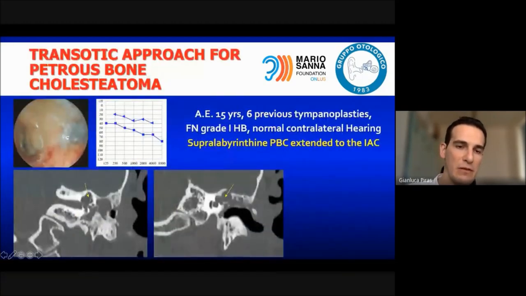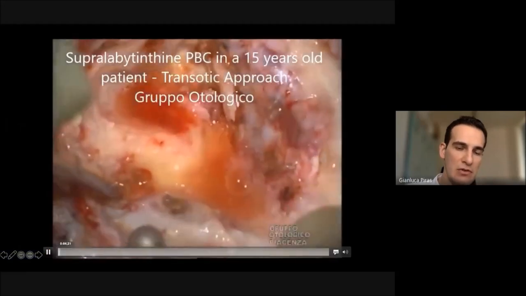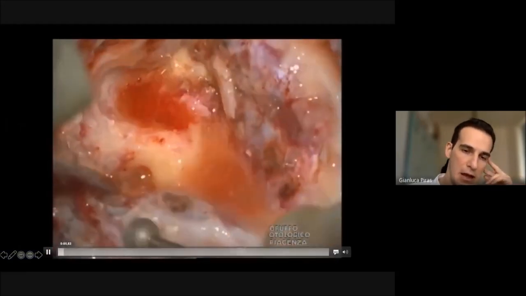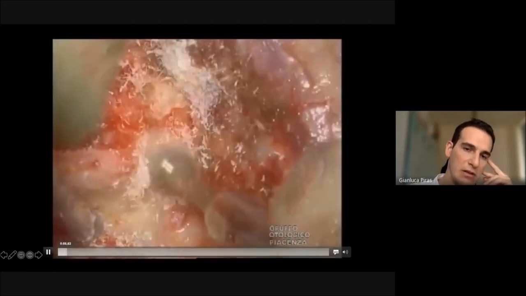You see, this is a patient from Israel. He is 15 years old. He had 6 previous tympanoplasties. You see, he had not a bad hearing, but a cholesteatoma with erosion of the basal turn of the cochlea, with complete involvement of the labyrinth, the superior canal, and it goes towards the internal auditory meatus. What we did was a transotic approach. Maybe it's something which is not familiar if you don't perform skull base surgery, but this is important to understand how anatomy is fundamental to treat this pathology.